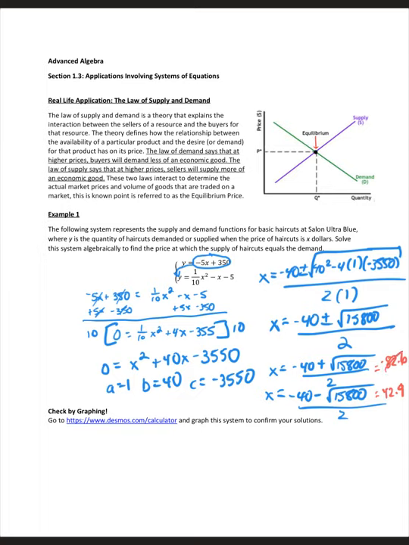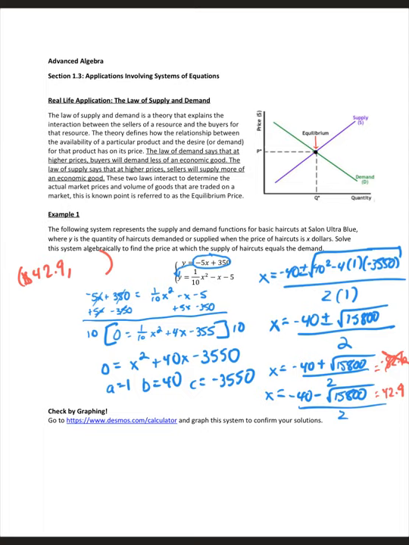Now remember, x is representing the price of haircuts in dollars. We can't have a negative amount of cost for a haircut, so the only answer that's reasonable is this 42.9. So we know that the cost of a haircut is going to be $42.90. And now I need to find the y coordinate, which is going to represent the number of haircuts that are needed at that price to maximize our profit.